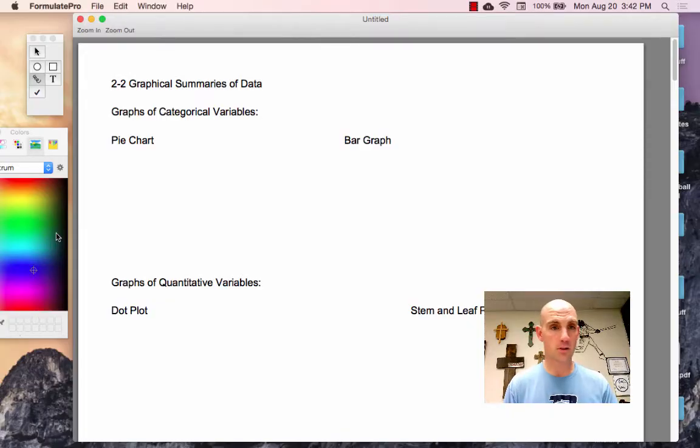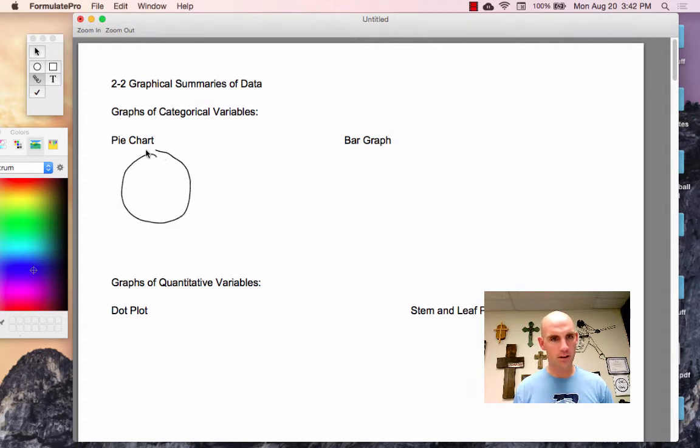Welcome back. Today we're going to talk about graphical summaries of data. We've been talking about categorical variables and quantitative variables, but today we're going to look at the types of graphs and charts that we can put them in so that we can help interpret and see what's going on with data. Our goal is to look at the center, the shape, and the spread or variability of this data, and these types of graphs are going to help us do that. So the first one that we're going to talk about is a pie chart.